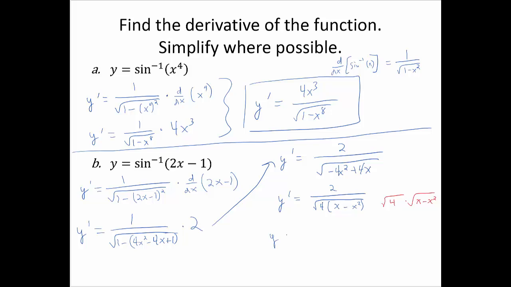And so then y prime is equal to 2. The square root of 4 is 2. And then I'd have the square root of x minus x squared. Those 2's reduce out, and I have y prime is equal to 1 over the square root of x minus x squared. And so that's a simplified form for that derivative.